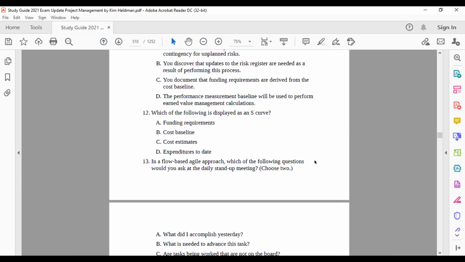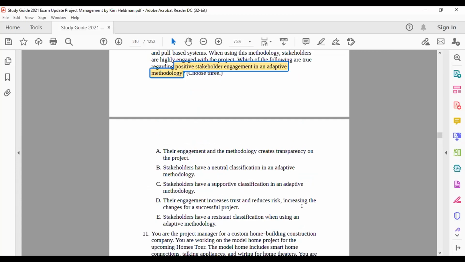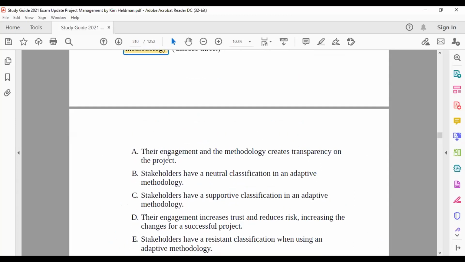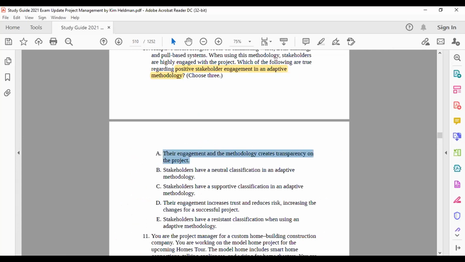Let me shrink it a bit so you can see all. Their engagements and the methodology creates transparency on the project. 100% correct. We use agile because it's transparent. How is it transparent? Why do we say agile is transparent? Ganesh, one of your answers is wrong, 2 are correct. We say transparent because we use information radiators, like burn up chart, burn down chart, Kanban board, Scrum board, Agile board, task board. So everything anyone can see at any time. That's why we call it transparent. So that is the right answer anyway.